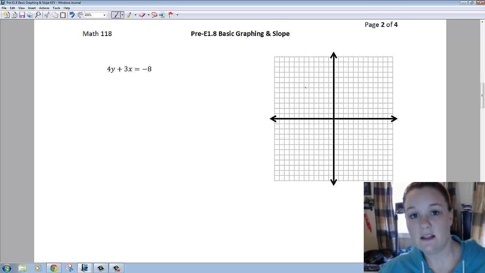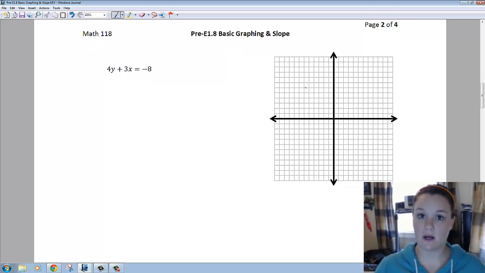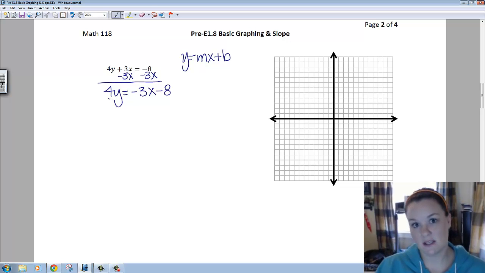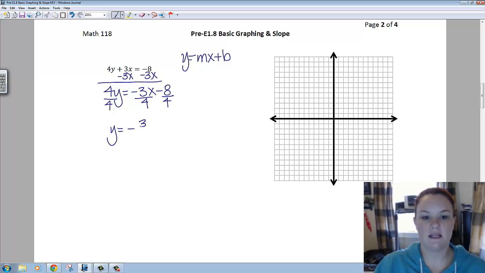So again, this one's not solved for y. If it's not solved for y, that's our first order of business because we want it to look like the slope-intercept form of the line, which is y equals mx plus b. So here I need to move my 3x to the other side by subtracting, which gives me 4y is equal to negative 3x minus 8. Remember to write that x term first. And then we divide off our coefficient, which in this case is a 4. I'm going to divide the 4 off of every single term just so that it makes it easier for simplifying. So I end up with y is equal to negative 3/4 x minus 2.